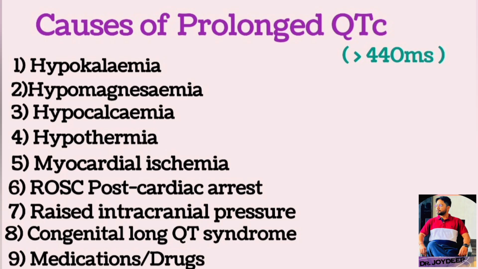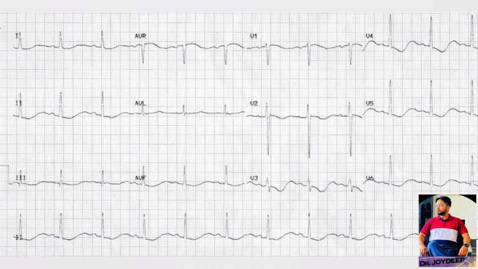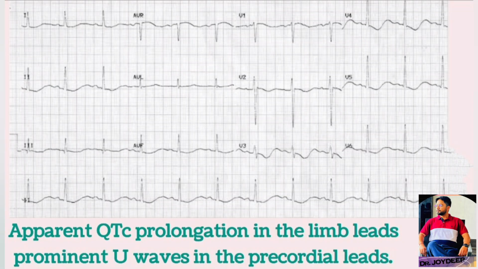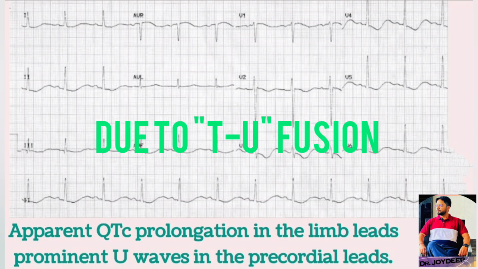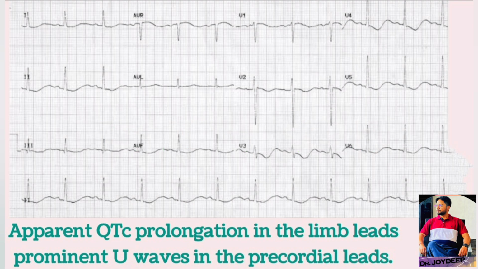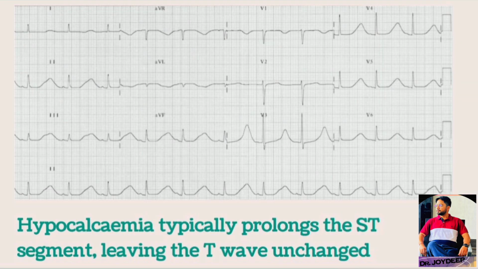Causes of prolonged QTc are hypokalemia, hypomagnesemia, hypocalcemia, hypothermia, myocardial ischemia, return of spontaneous circulation after cardiac arrest, raised intracranial pressure, congenital long QT syndrome, and some medications and drugs. Hypokalemia causes apparent QTc prolongation in limb leads due to TU fusion with prominent U waves in the precordial leads. Hypocalcemia typically prolongs the ST segment, leaving the T waves unchanged.